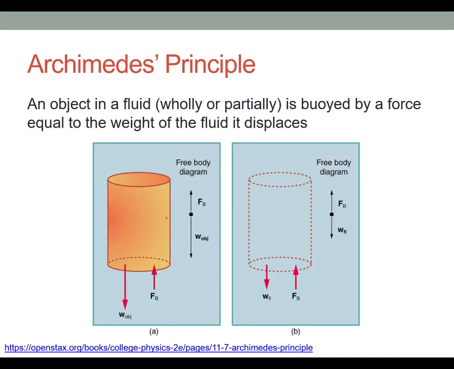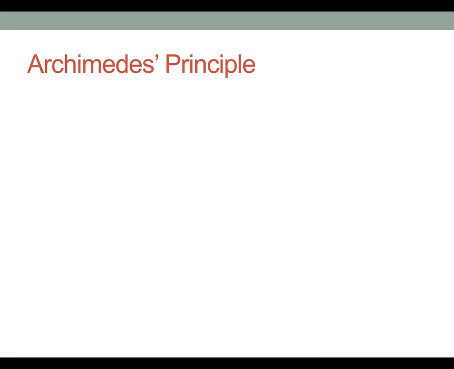If that object weren't there, then the force on that chunk of our fluid would be equal to the weight of the fluid that would fill that particular part of our container, however you want to think about it. So Archimedes' principle says the buoyant force is equal to the weight of the fluid it displaces.